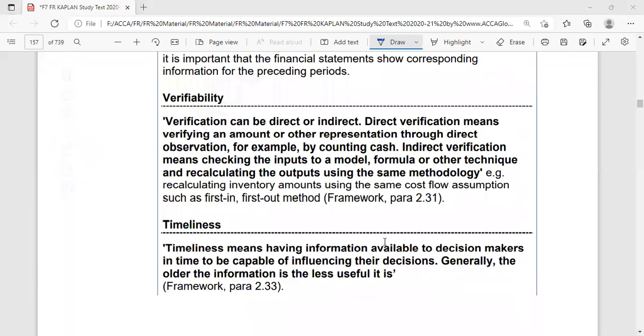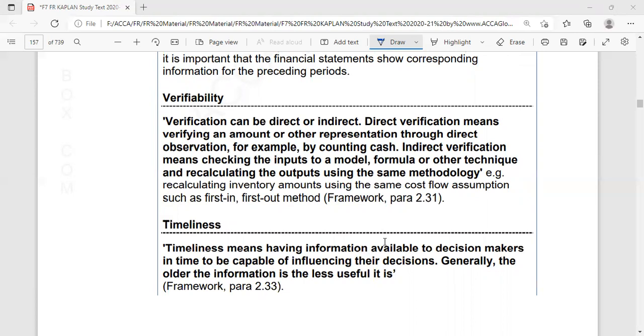And the second one is verifiability. Verification can be direct or indirect. Direct verification means verifying an amount or other representation through direct observation, for example, physical counting of the cash. You go to the cashier, take the physical cash, verify how much amount is available, and confirm with the financial statement. That physical verification is nothing but direct verification. And there is indirect verification as well.